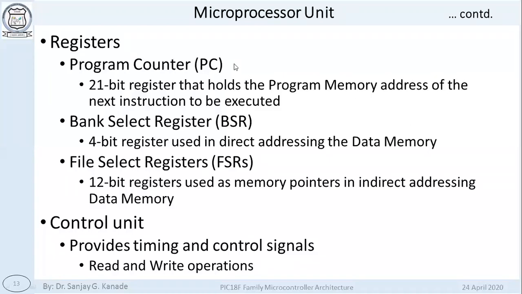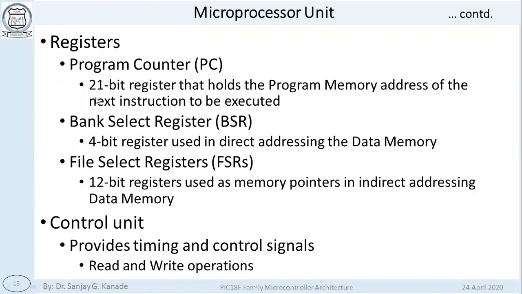You already know the concept of program counter from 8051. It is the register which holds the address of the next instruction to be executed. This definition you should remember all the time. It always holds the address of next instruction to be executed. Now the size of this program counter is 21 bit.